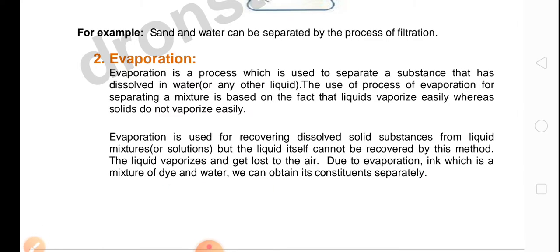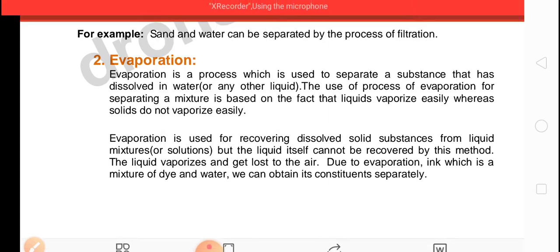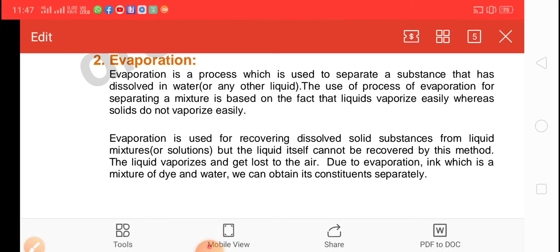If we take ink and evaporate it, what will happen? Ink is a mixture of dye and water. Water is a liquid which gets lost to the air, and we get the dye back. That's why evaporation is used for recovering dissolved solid substances from the liquid mixture.